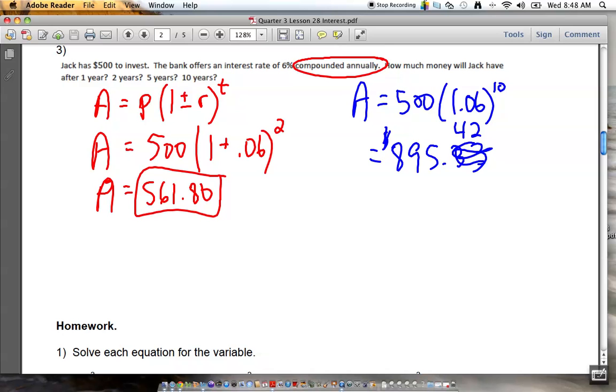The big thing you need to remember: P is the principal, what you start with. This is the one you're going to see. You probably won't see simple interest. 1 plus or minus the interest rate, to the t for time.